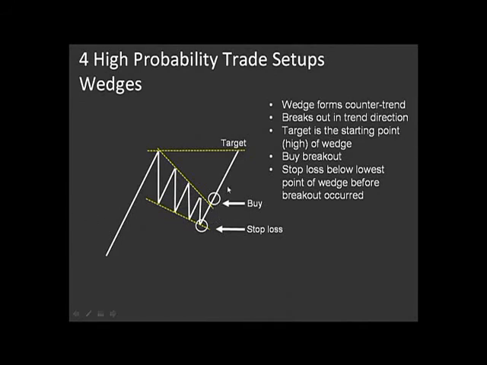And usually these wedge structures give you a good risk to reward ratio. Normally about 3-to-1, which is a pretty good risk to reward ratio on any trade.